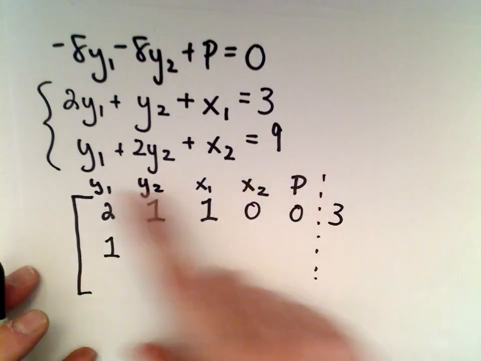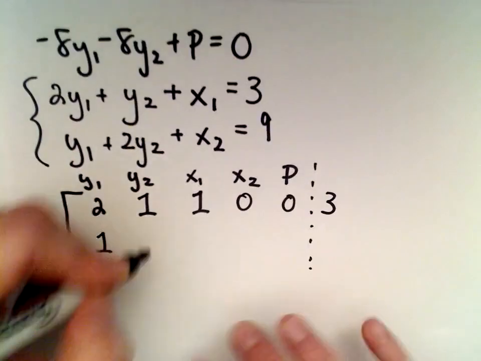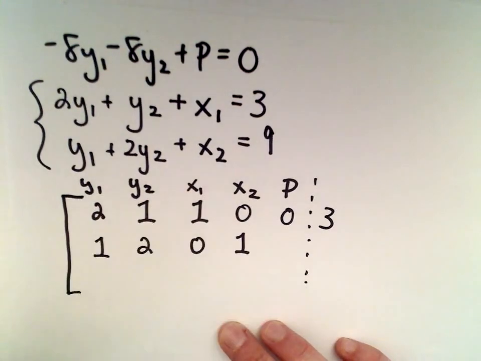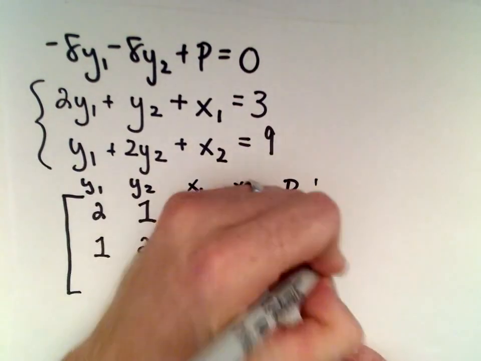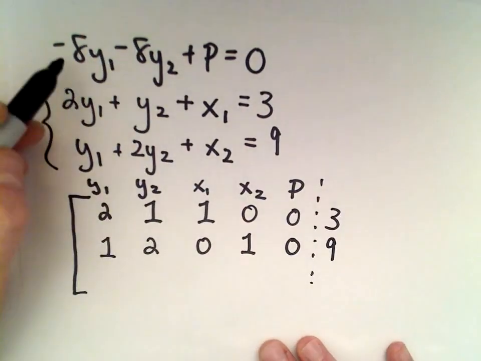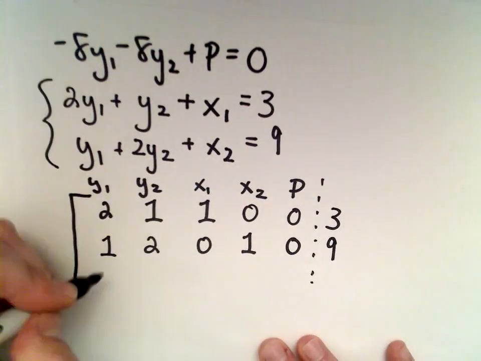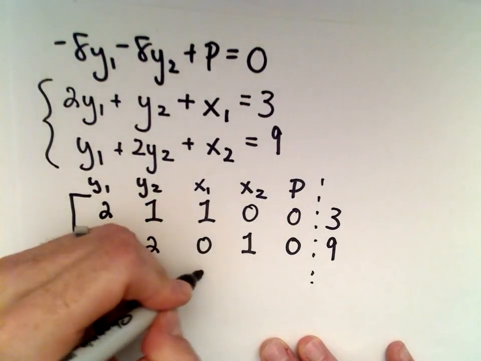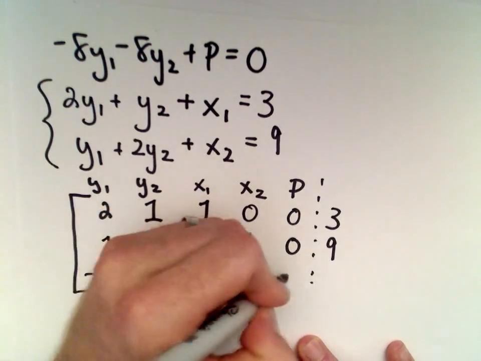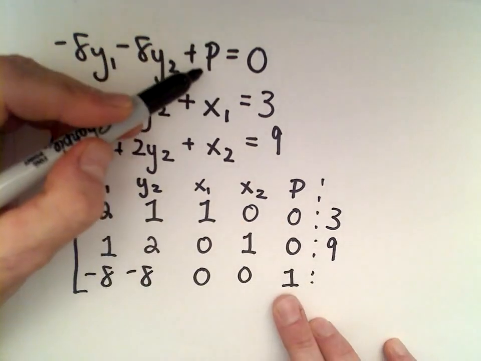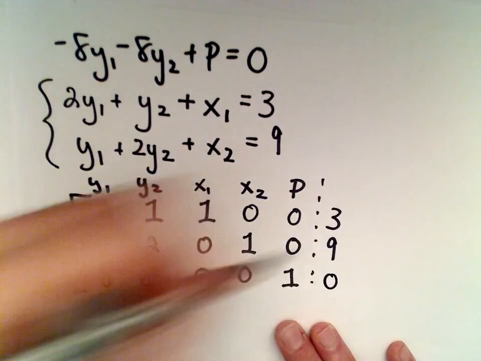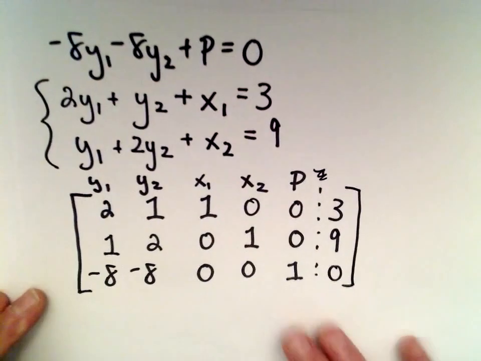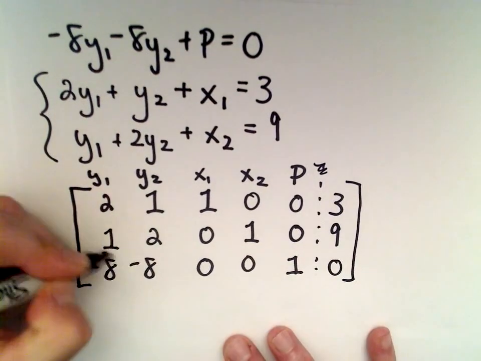Okay, last equation, again, just coefficients. We've got 1y sub 1, we have 2y sub 2, we don't have any x sub 1s, we have 1x sub 2. Again, there's no p in there, but we've got a 9. And if we take our equation, we have negative 8y sub 1, we have negative 8y sub 2, we don't have any x1s, no x2s, we have the coefficient on p is 1, and then we've got a 0 on the right. So I think my dash line went a little too high there.